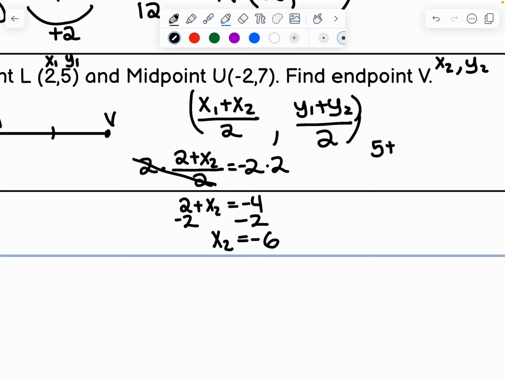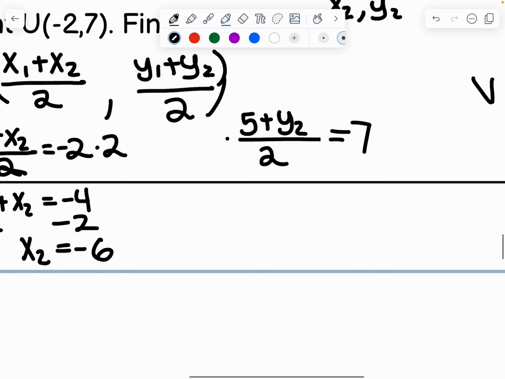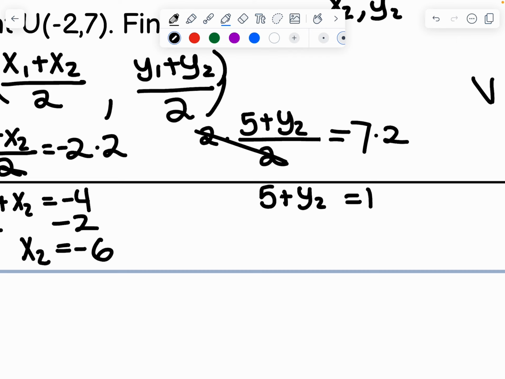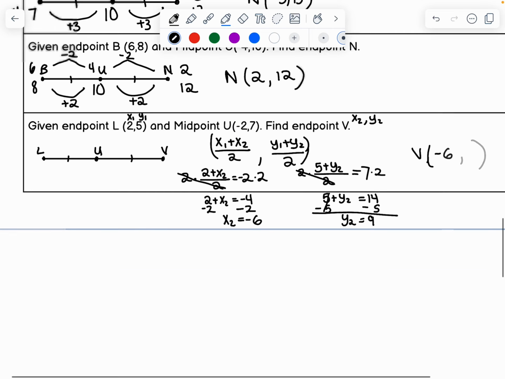And so we know that y1 is 5. 5 plus y2 divided by 2 is going to equal 7. How do we know it equals 7? Because 7 is the y coordinate of the midpoint. And so now we solve this equation by doing the exact same thing we just did. First, we multiply by 2 on both sides. We end up with 5 plus y2 equals 14. Now we need to subtract 5 on both sides. And we find that y2 equals 9.